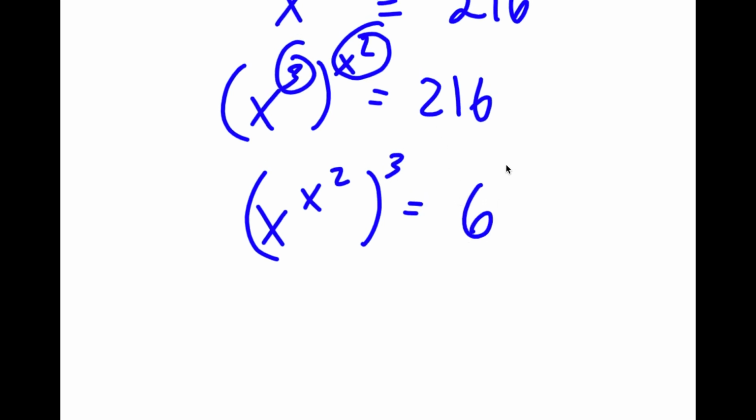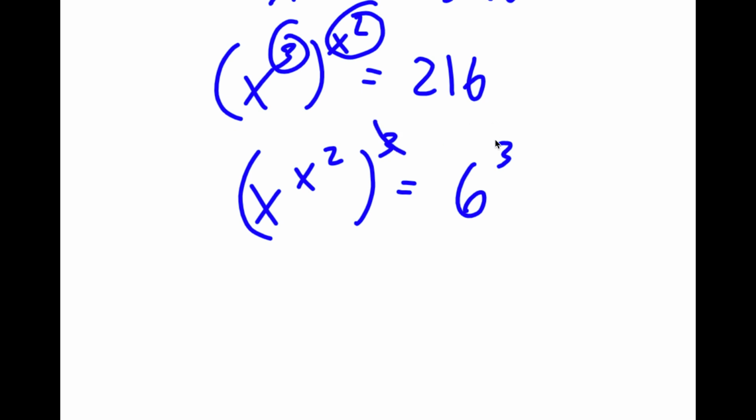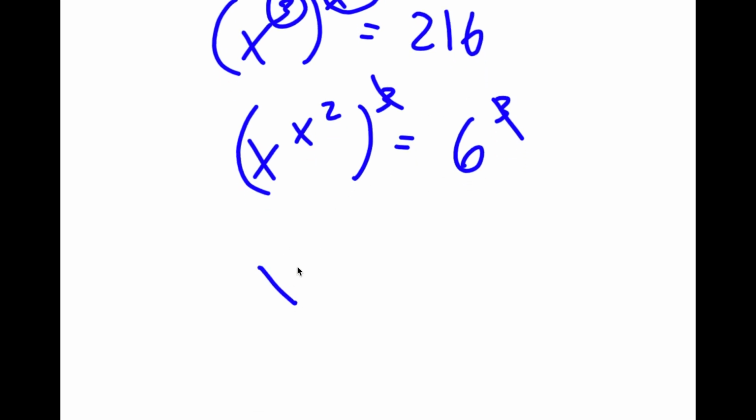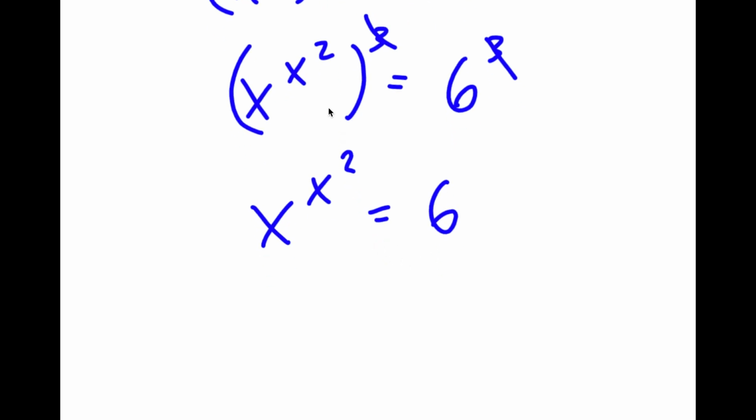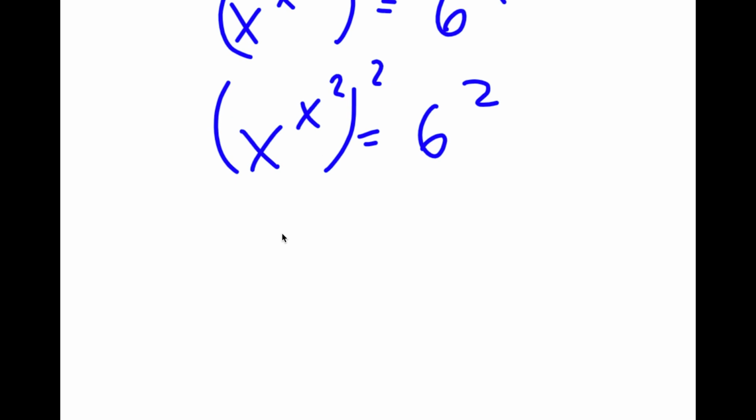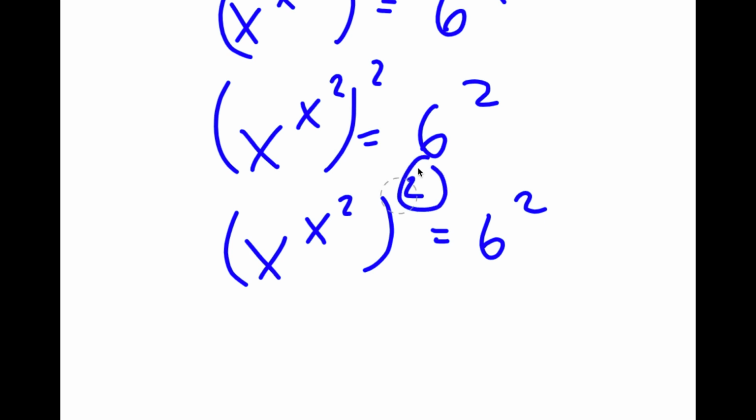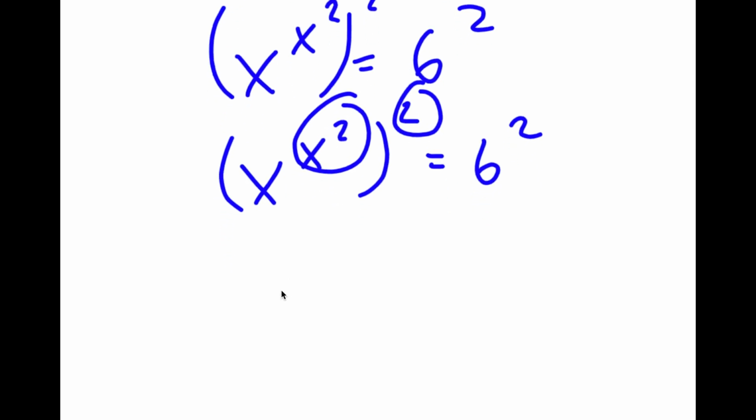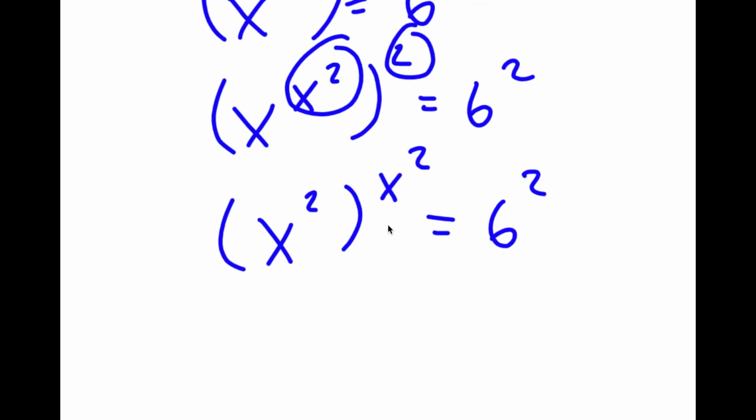I'm going to rewrite 216 as 6 to the power of 3. Now these two 3's can simply cancel out, so now I have x to the power of x squared is equal to 6. Now I'm going to take the power of 2 on both sides. So now I have x to the power of x squared to the power of 2 is equal to 6 squared. And I'm going to switch these two places. So now I have x squared to the power of x squared is equal to 6 squared.